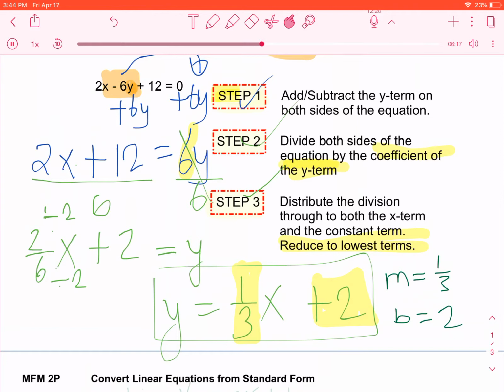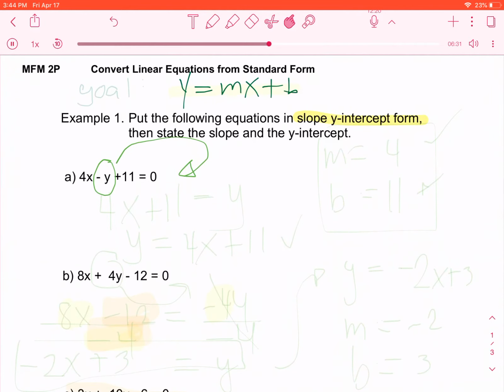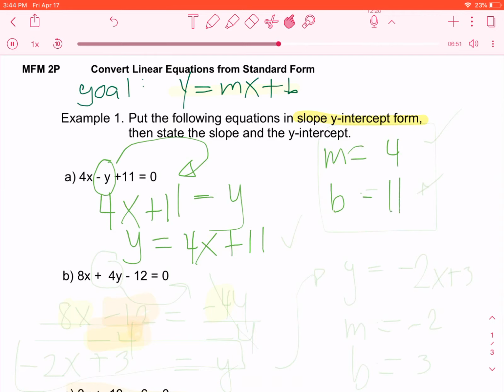Awesome. So essentially, it does always just follow those same 3 steps. Sometimes our job is a lot easier, where when we move over the y term, in this case, when we move over negative y to the right side, I actually am just left with 4x plus 11 is equal to positive y. So this means that as an equation, this is really y equals 4x plus 11, where my slope is 4, where my y-intercept is 11.